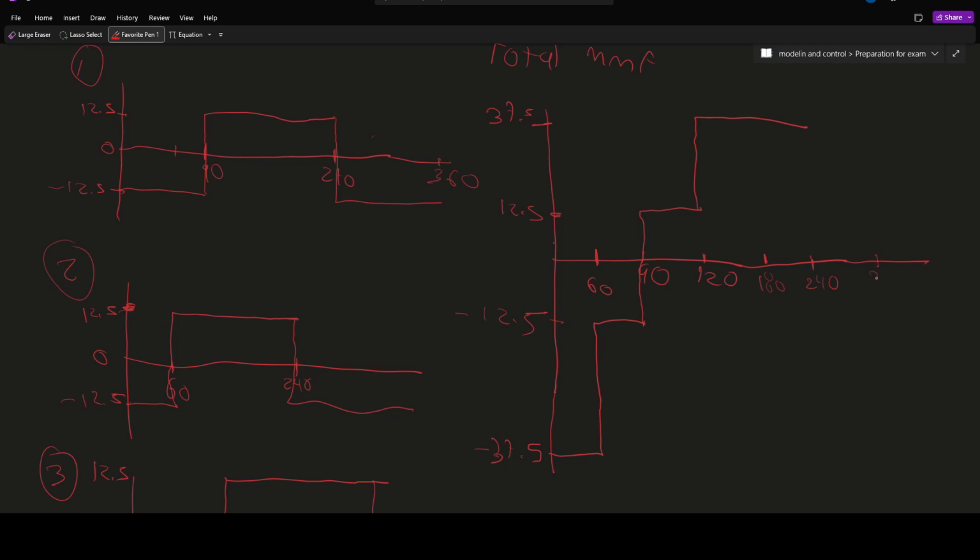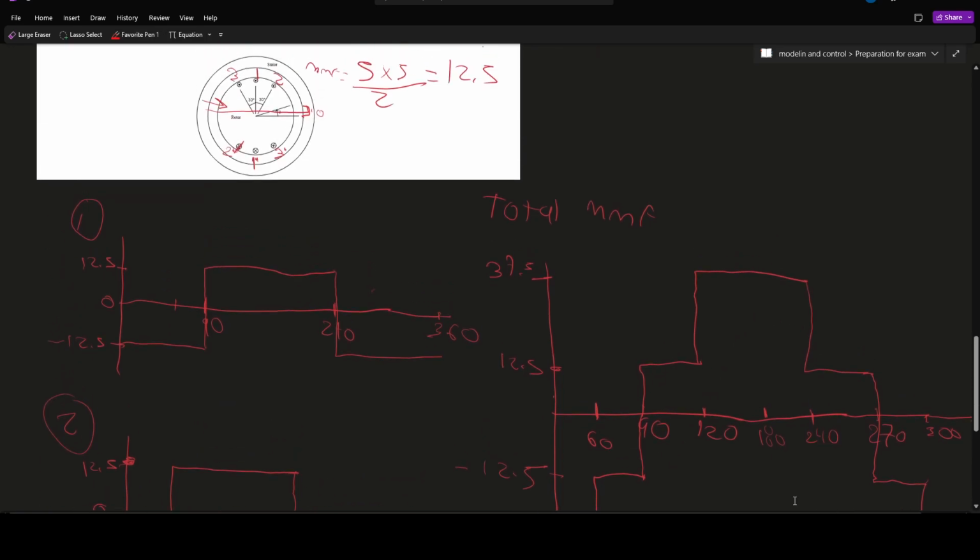So 240 to 270, I can already guess that it's going to be 12.5, or we can look it up. So from 240 to 270, we have plus, minus, plus. So we have 12.5. And you can do the rest of the math, but we know that it is going to repeat itself. 300, and then it's going to be minus 37.5. So this is the total MMF when we have the three coils.